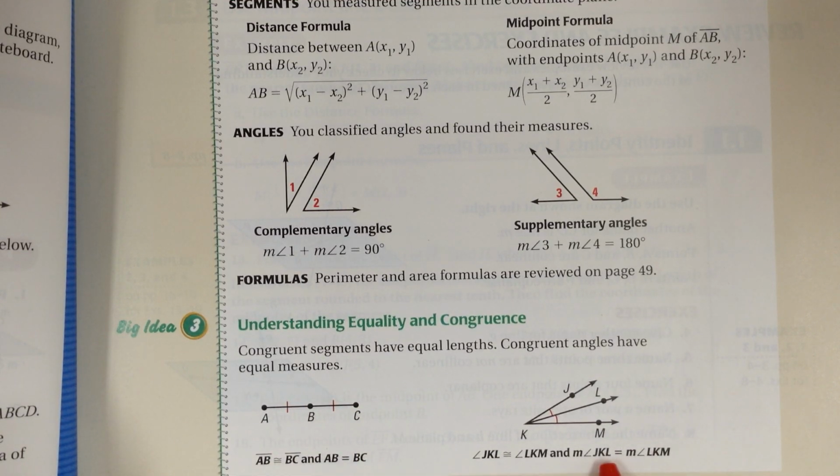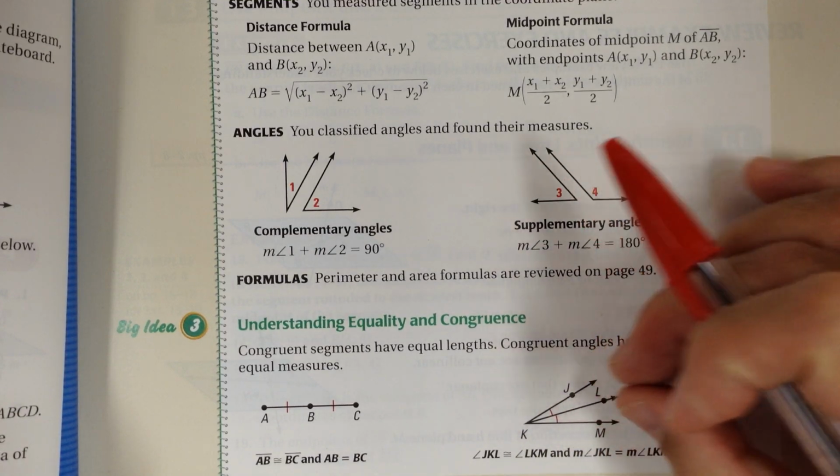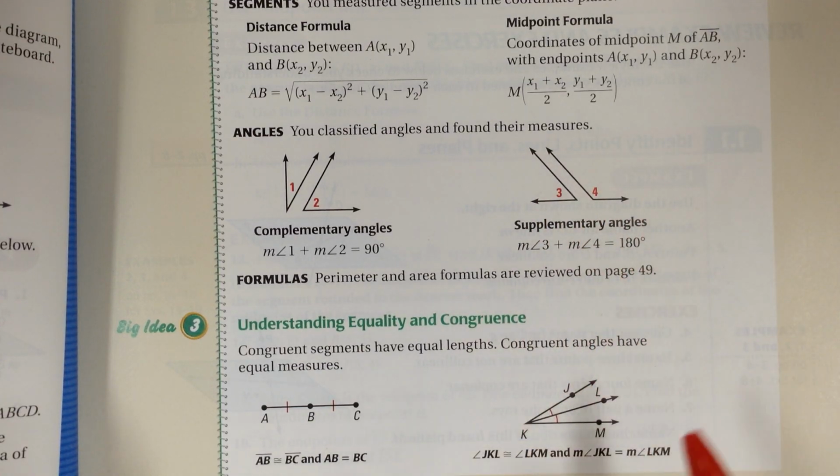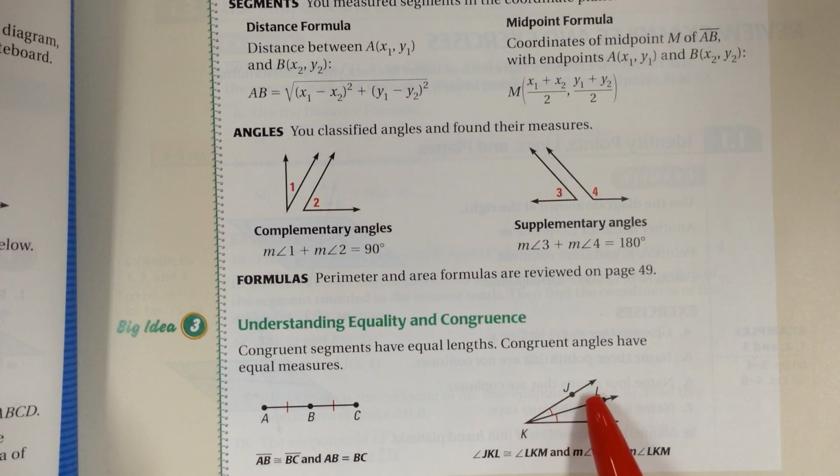So same thing with angles. Okay, so over here you've got angle JKL is congruent to LKM. So this angle is congruent to that. Again, if you copy this angle and overlay it, it would be exactly the same. So again, congruence deals with pictures, whereas equal deals with numbers. So the measurement of this angle will equal the measurement of this angle.